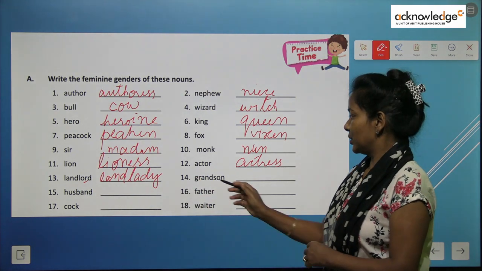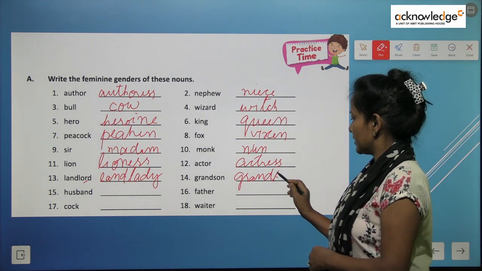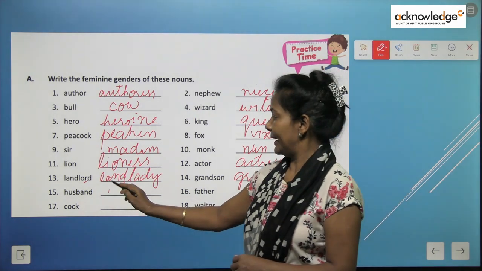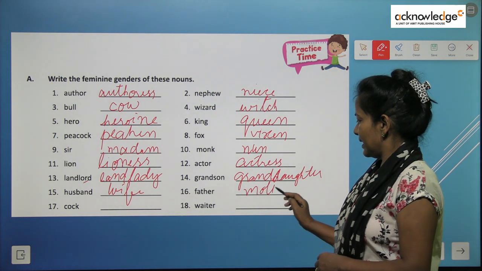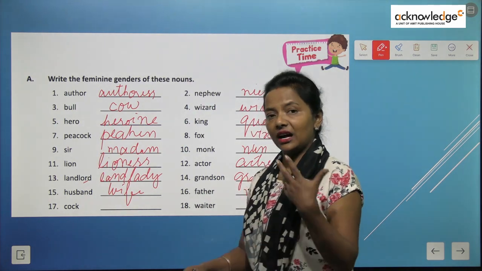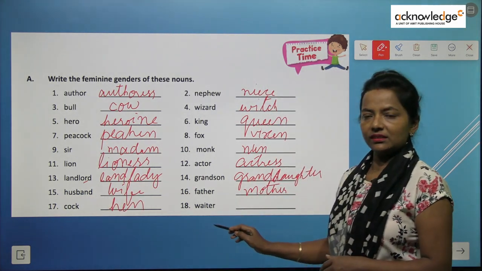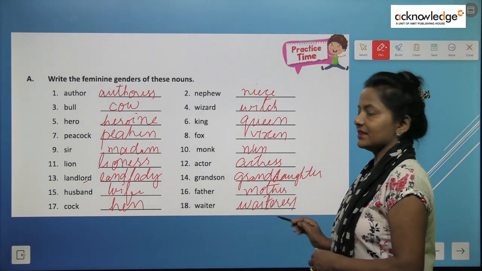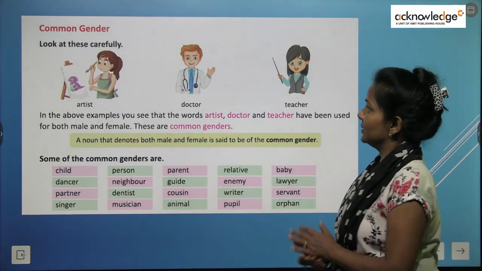Landlord, landlady. Grandson, granddaughter. Here two nouns have been used. Granddaughter, D-A-U-G-H-T-E-R, granddaughter. Husband, wife. Father, mother. There are some very common nouns, so you can change them very easily. For others, you have to learn them. Cock, hen. Waiter, waitress. W-A-I-T-E-R-E-S-S. Waiter, waitress.